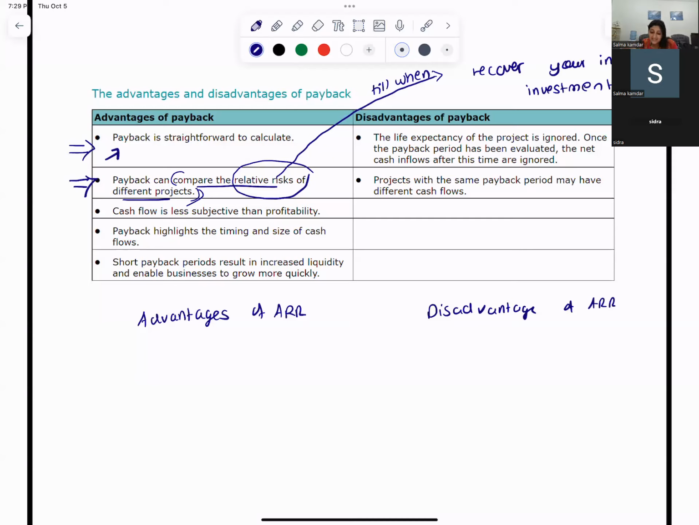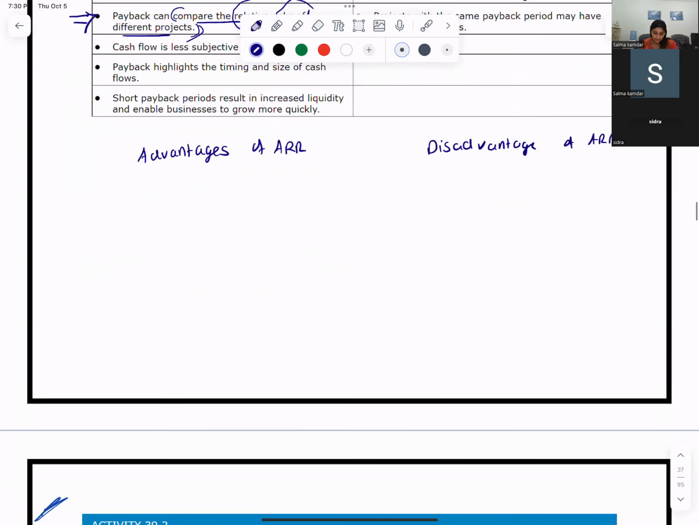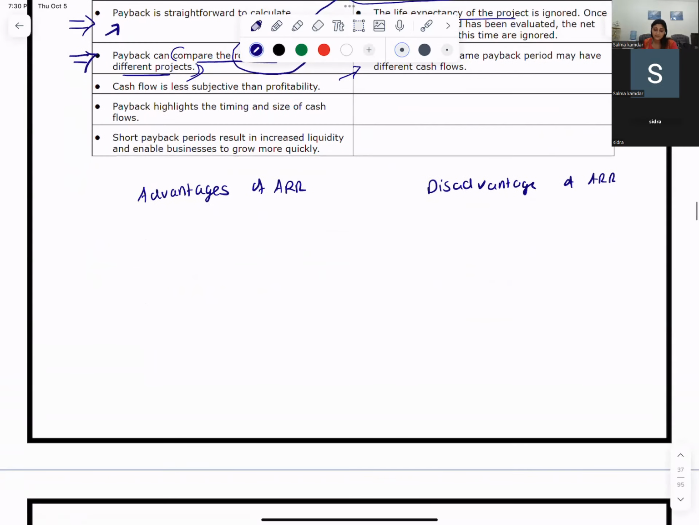What is the disadvantage of payback period? The life expectancy of the project is ignored. They do not take into consideration the useful life of the project. So what do they take into consideration? Only net cash inflow, only the time till when you recover your initial investment. And what is the other disadvantage? Projects with the same payback period may have different cash flow, like the sum above we did.